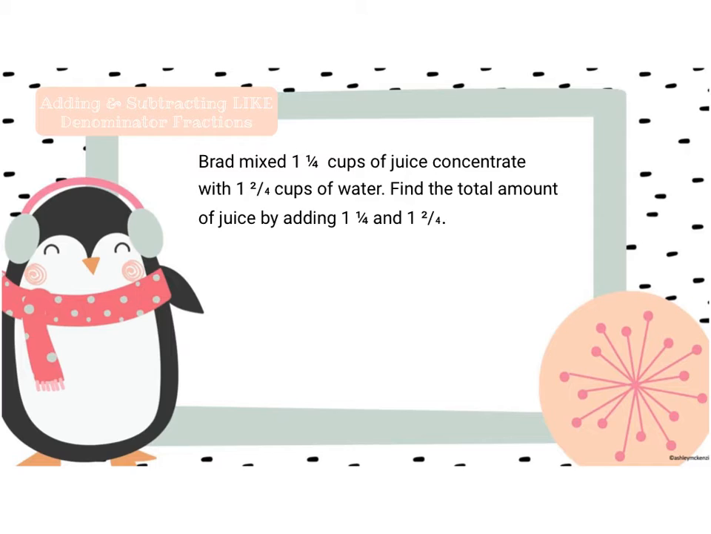Okay, the next one. Brad mixed 1 and 1/4. So what kind of number is 1 and 1/4? A mixed number. Very good. So a mixed number can also be added. It doesn't have to be just a plain fraction. So I have 1 and 1/4 cups of juice concentrate with 1 and 2/4 cups of water. I want to find the total amount by adding 1 and 1/4 and 1 and 2/4. So what do you think I need to do for this?